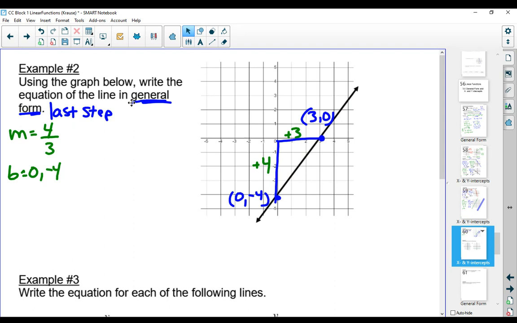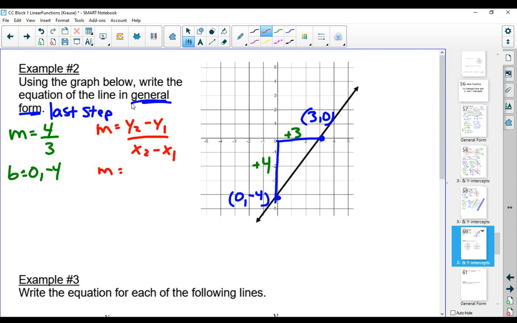If you wanted to be sure using your coordinates, and this is how I caught my mistake, remember that the slope is y2 minus y1 all over x2 minus x1. So our coordinates would be 0 minus negative 4 all over 3 minus 0, which gives me 4/3.